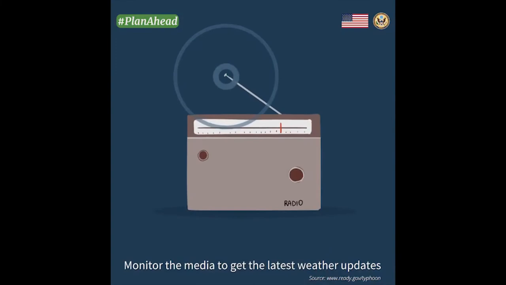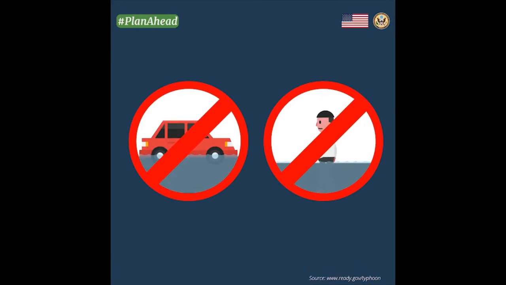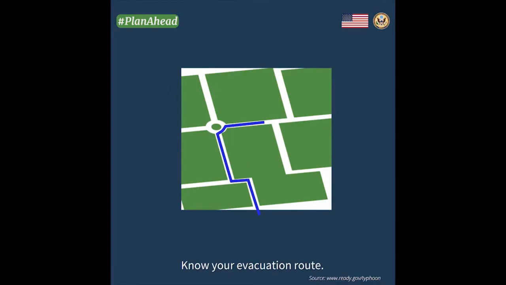Monitor the media to get the latest weather updates and emergency instructions. Avoid walking or driving through floodwaters that may knock you down or sweep your vehicle away. The water may also be electrically charged or may be hiding dangerous debris. Know your evacuation route. A map can be handy. Make a family emergency plan. Disasters don't plan ahead. You can.